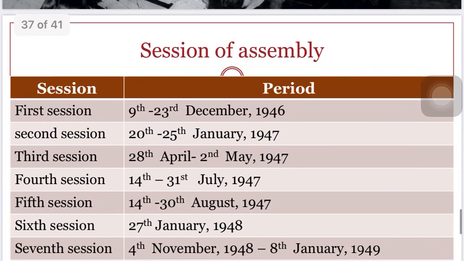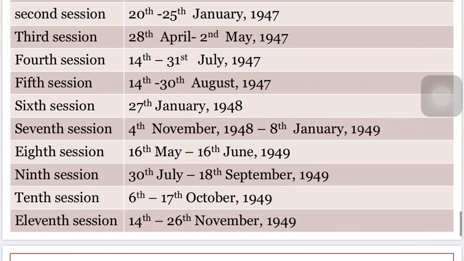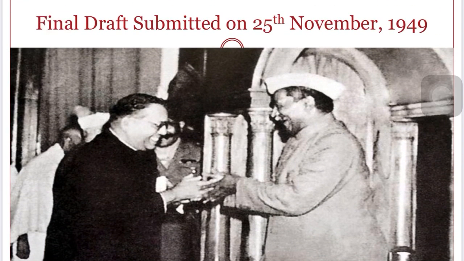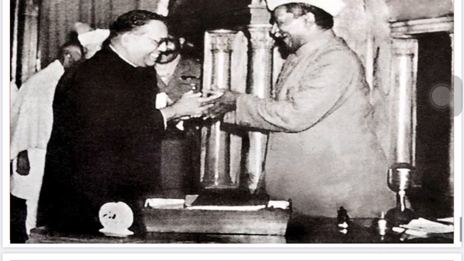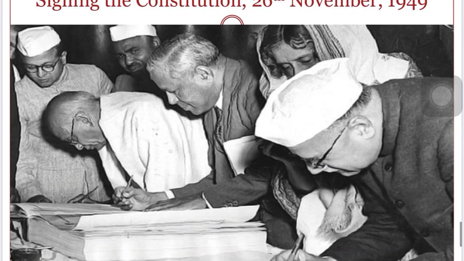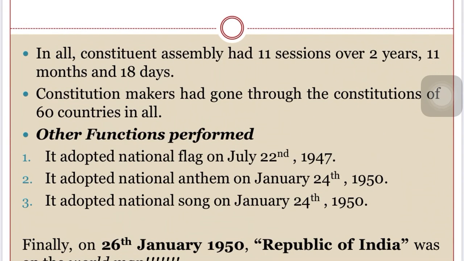And these are the sessions of the assembly. The first session was from 9 to 23 December 1946, and so on. You can see up to the 11th session, 14th to 26th November 1949. The final draft was submitted on 25th November 1949, and the Constitution was signed on 26th November 1949. So we can say 11 sessions over 2 years, 11 months and 18 days.